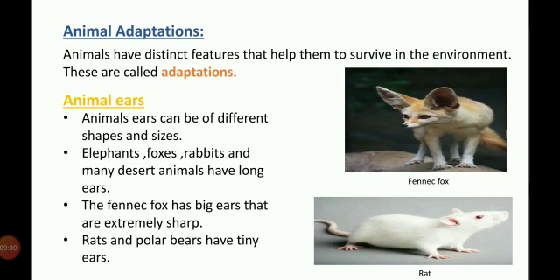First, animal ears. Animal ears can be of different shapes and sizes. Sometimes animals can hear certain sounds that we cannot. Animals like elephants, foxes, and rabbits have long ears to stay cool in hot weather. The fennec fox has big and very sharp ears to keep its body cool. Polar bears and rats have very small ears. Birds also have ears but they are hidden by feathers. Snakes do not have external ears but they sense vibrations on the ground.